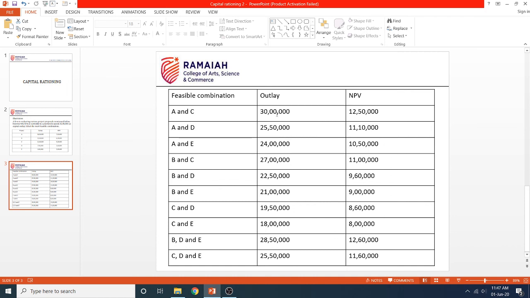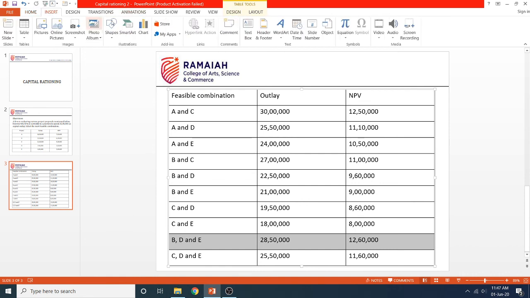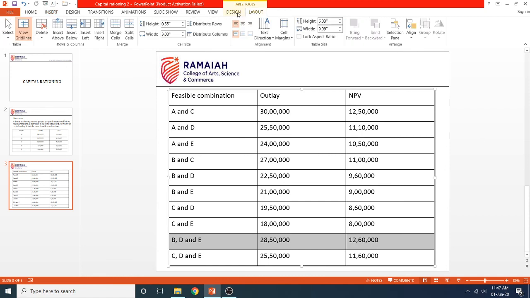But if you consider the outlay, here you are saving 1 lakh 50,000, and with lesser capital outlay, you are gaining more NPV. So the best combination is B, D, and E, right? This is your most feasible combination. So this is about your capital rationing, and with this we are closing the chapter.